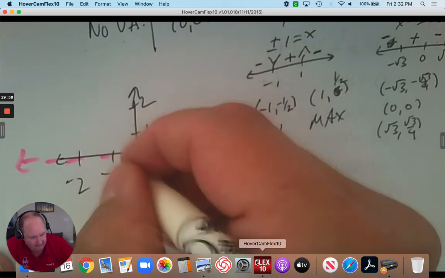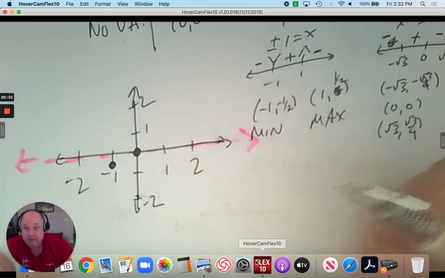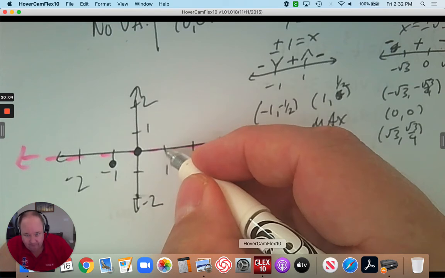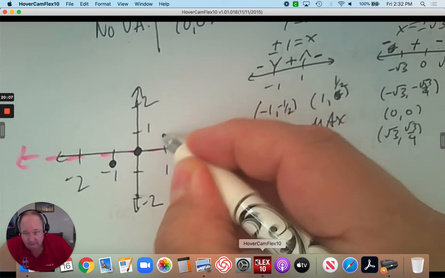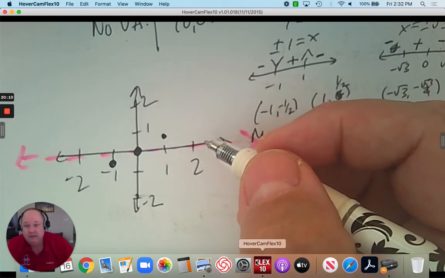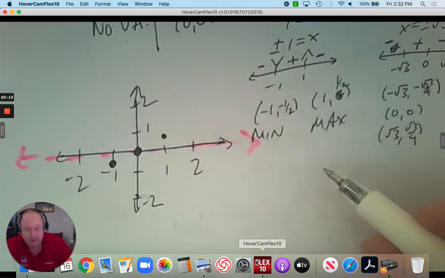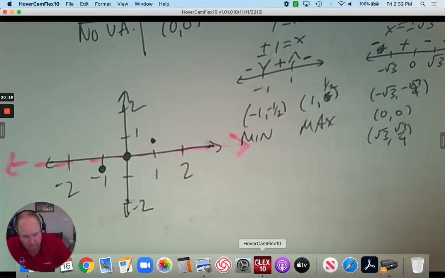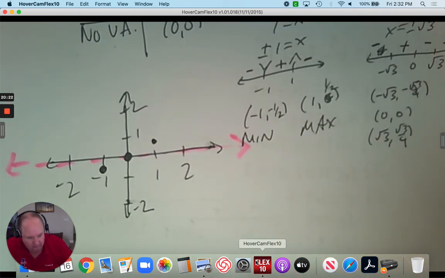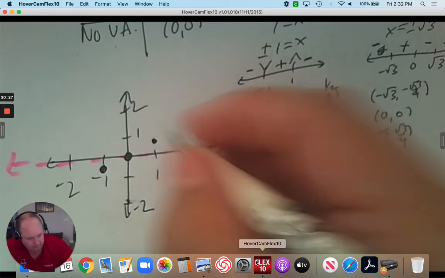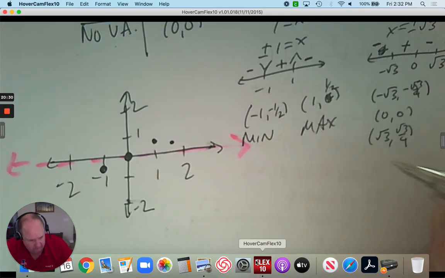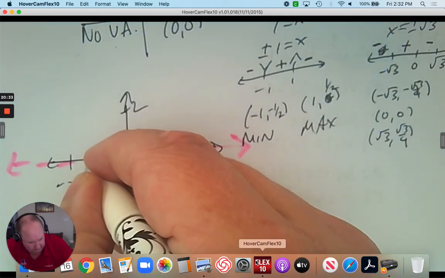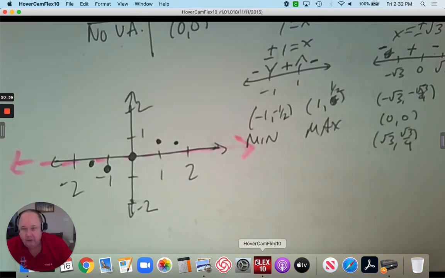At -1, -1/2, we have a minimum. At +1, +1/2, same thing. We have a maximum. Now, where's -√3 and +√3? So it's somewhere between 1 and 2. And √3/4 doesn't quite get up to 1. So like somewhere here, and then somewhere here. Those are going to be my points of inflection. So connect the dots.